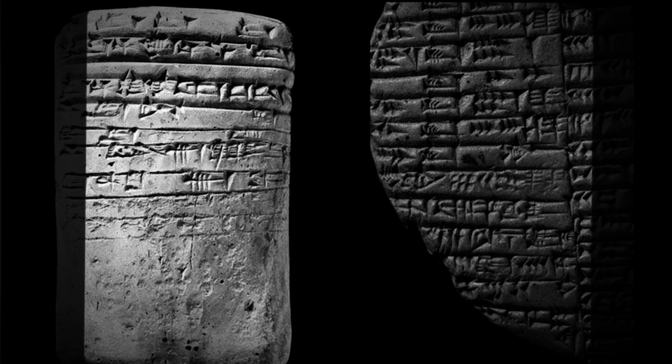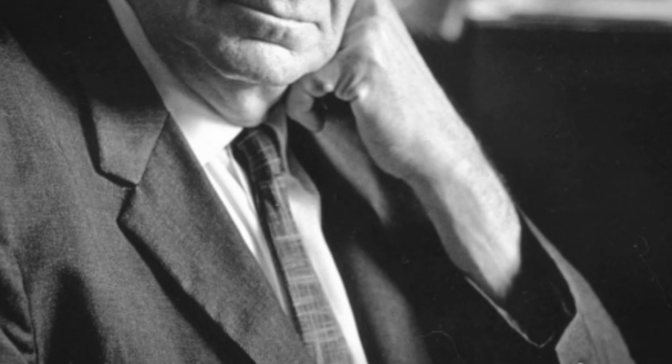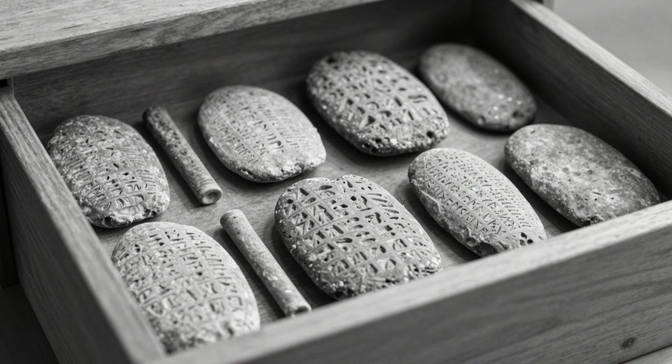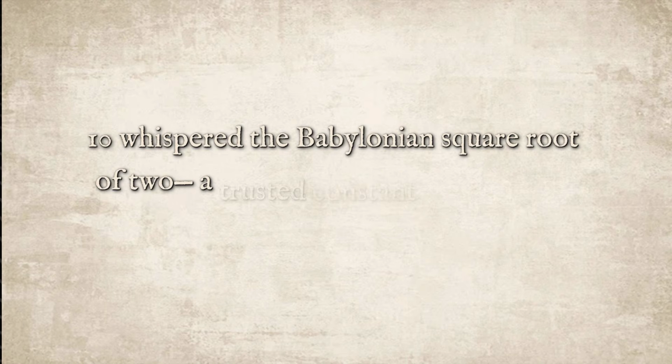Neugebauer published the tablet in 1945 with his colleague Abraham Sachs in a book called Mathematical Cuneiform Texts, issued by the American Oriental Society. Page 43. It is one sentence in a catalog of hundreds of tablets, and it changed the history of mathematics. The reason it matters is not just the number. It is what the number means.